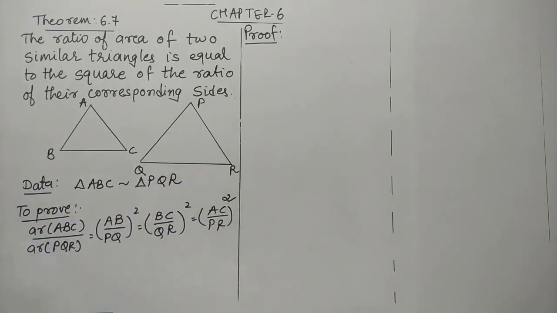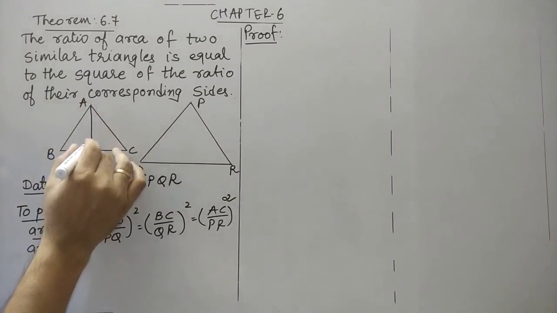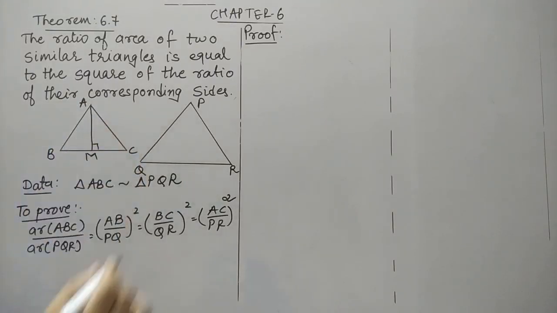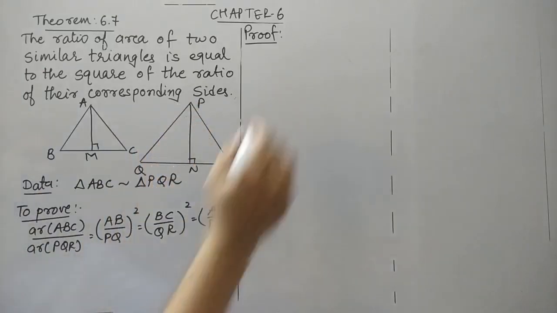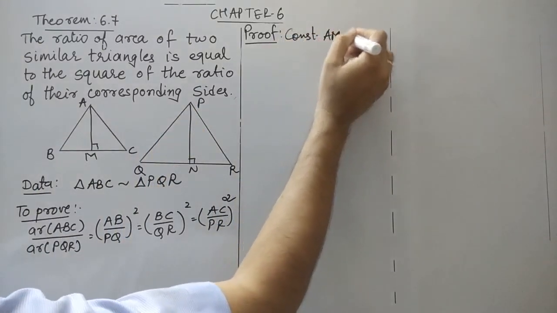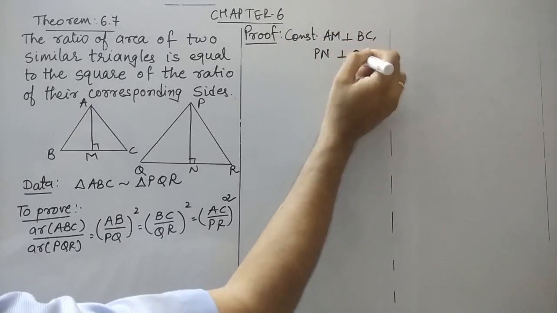Again, it is an important theorem after the basic proportionality theorem. As we need to show the ratio of the two triangles' areas, let us construct a perpendicular from A to BC. Let us name them AM and PN. So let's construct AM perpendicular to BC and PN perpendicular to QR.